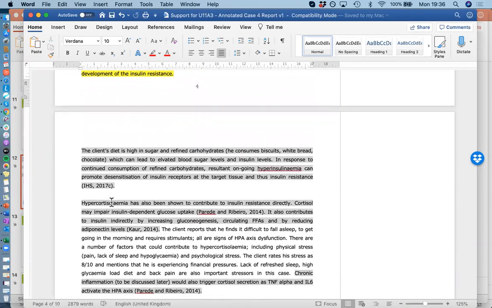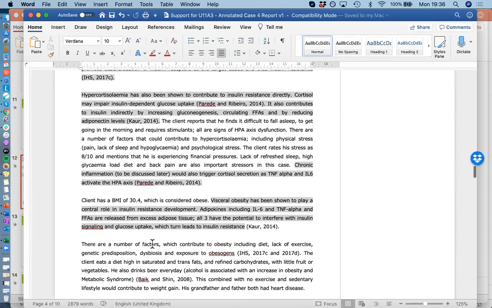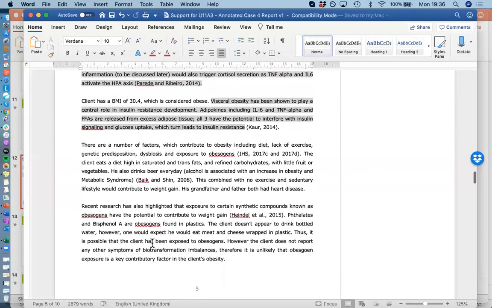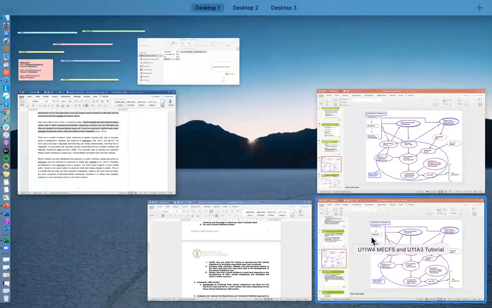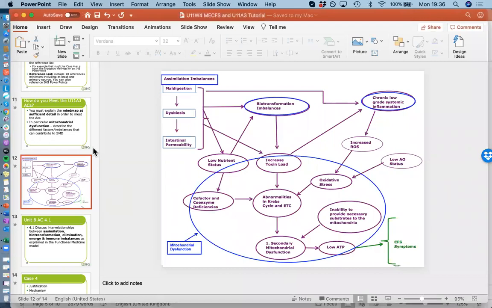Hypercortisolemia can contribute to insulin resistance directly, and then there's some of the mechanisms. So hopefully it's a good report to give you an example that will give you an idea of what we're looking for. To pass the ACs, it is just important that you're able to explain this diagram at a sufficient level of detail and put particular emphasis on mitochondrial dysfunction and all these different factors that can contribute to it.